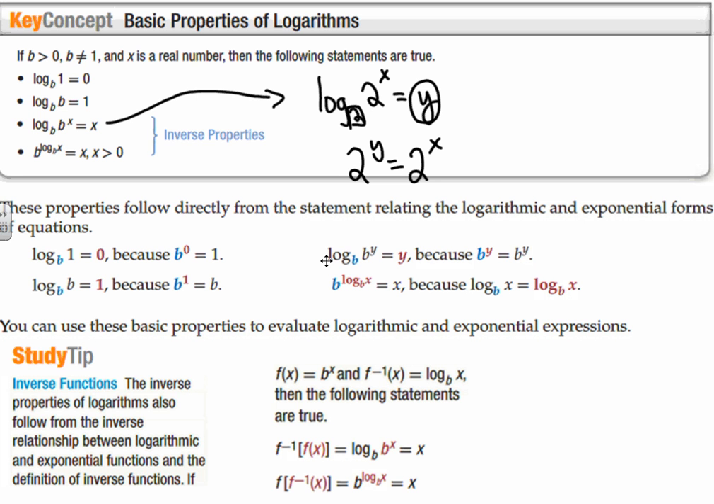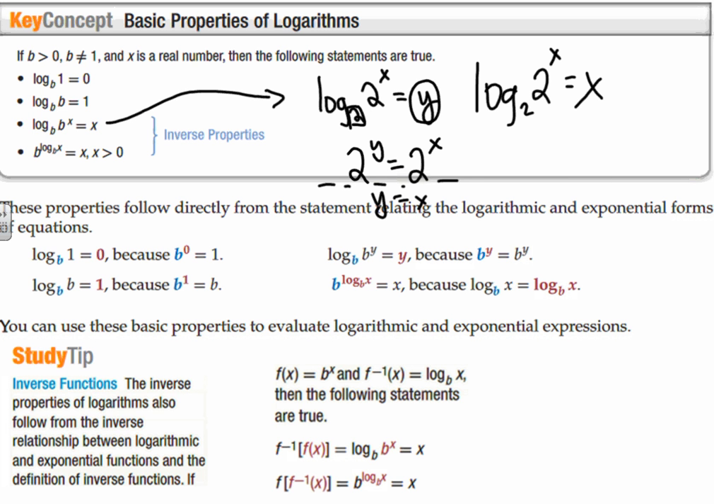Well, if these are equal, then y equals x. So I can replace that y with x. So log base 2 of 2 to the x equals x. It is really saying that you're taking that to the same power either way.